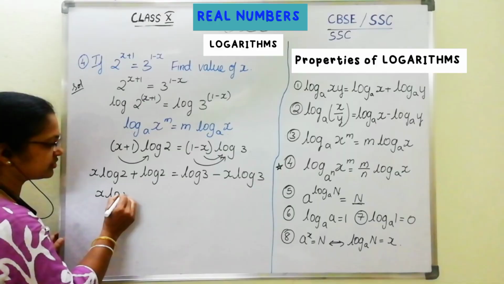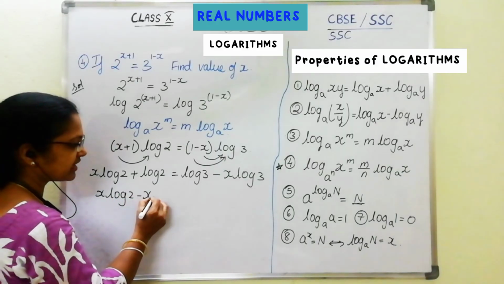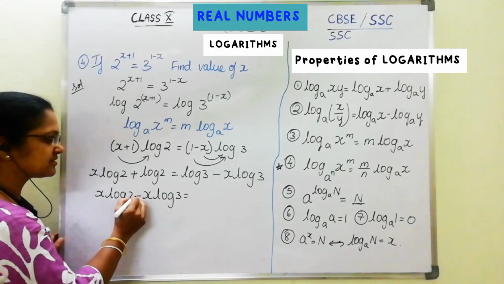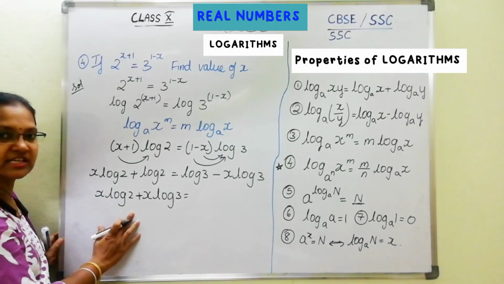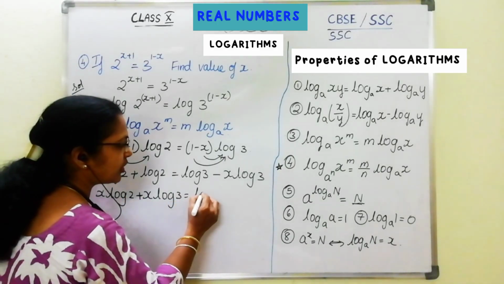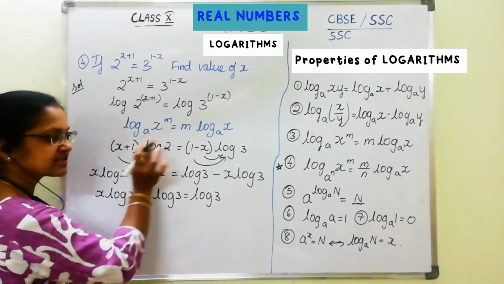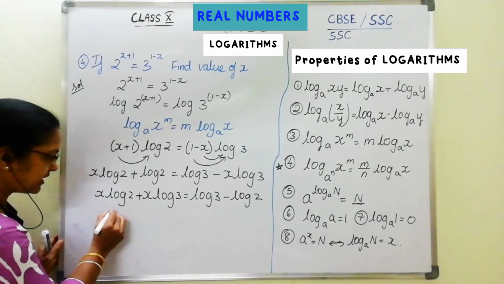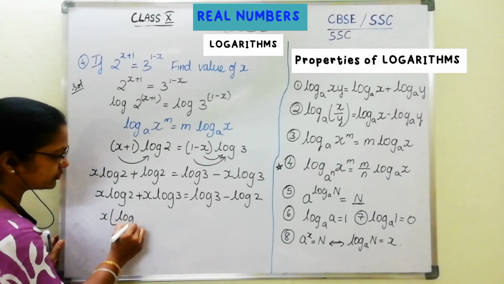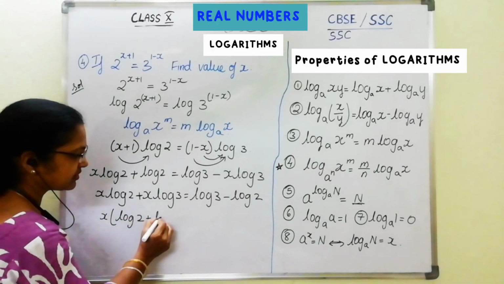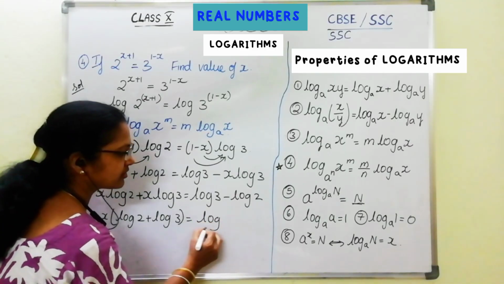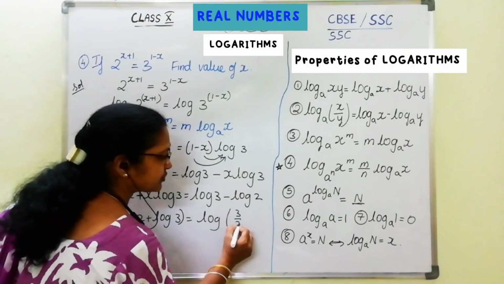So x log 2 minus x log 3, plus minus quantity becomes plus. So we need to write it as plus here. Now log 3 and log 2 are coming to this side, so plus becomes minus log 2. X is common, so log 2 plus log 3 is equal to log 3 by 2.